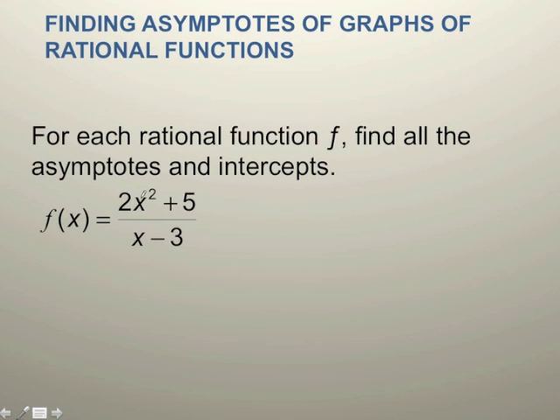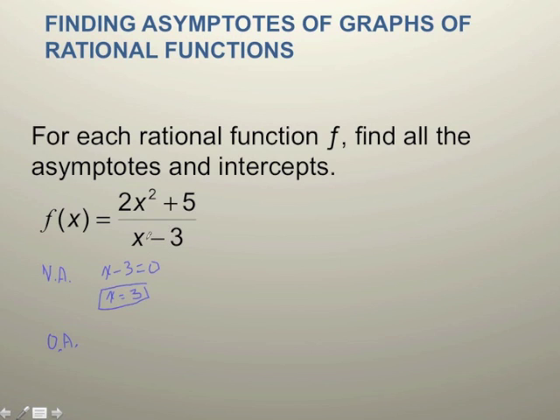Find all the asymptotes and intercepts again. Vertical asymptote: the denominator equal to 0. So x equals 3 is my vertical asymptote. For this function, the numerator is higher degree than the denominator, so this does not have a horizontal asymptote. It has what's known as an oblique asymptote. To find it, I take the numerator divided by the denominator.